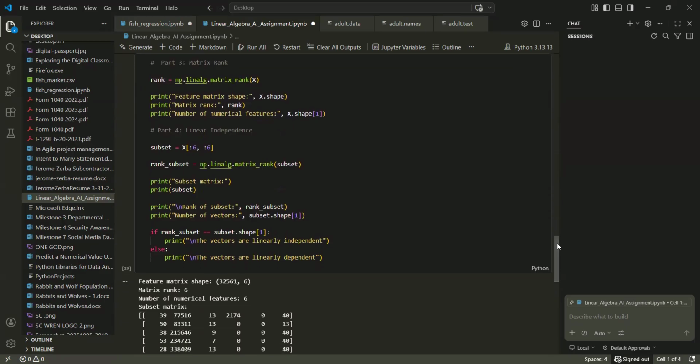And then part four is the linear independence. In this last part, I checked the linear independence. I took a smaller part of the data and tested it. The results showed that the vectors were linearly independent, meaning some features can be created from others. This is important in AI because it helps identify unnecessary or repeated information.